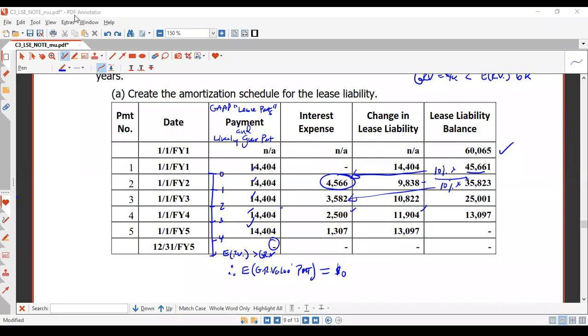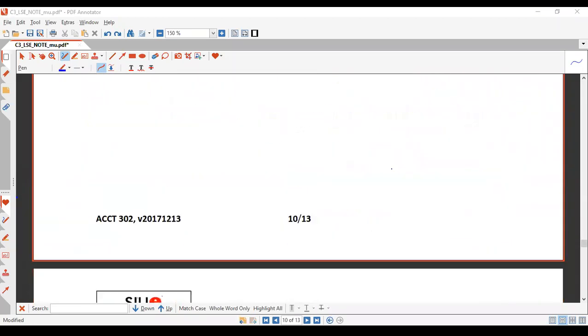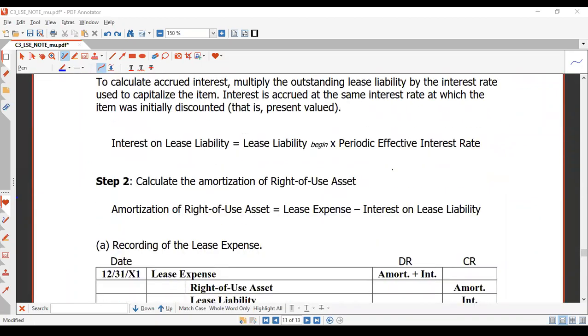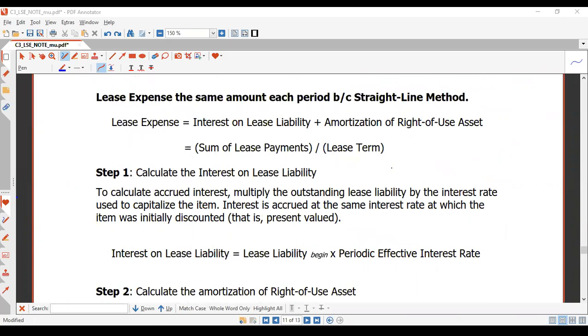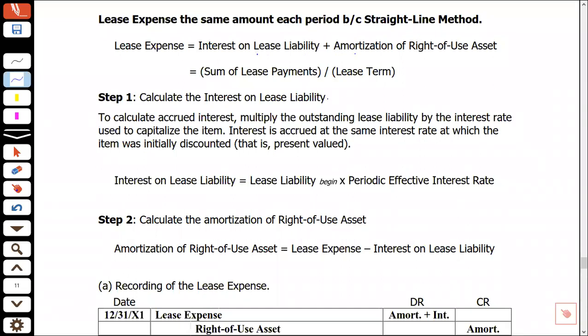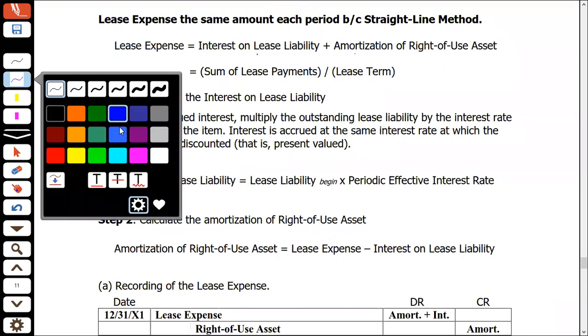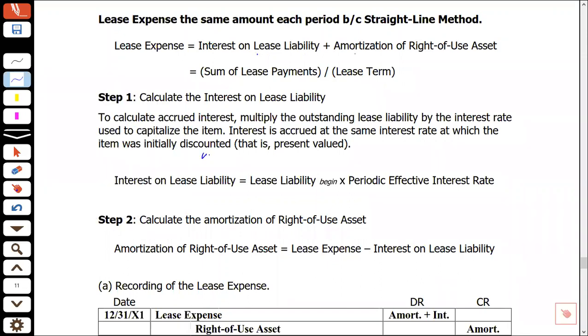So, one way to do it is to take the interest on the lease liability plus the amortization of the right of use asset. And another way to do it is the sum of the lease payments divided by the lease term. So let's see what happens.